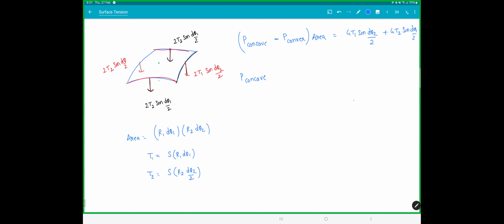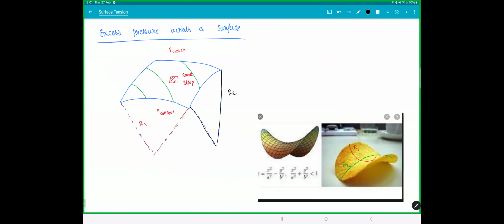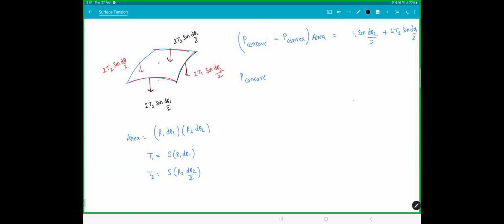No wait, 4 will not come. I made a mistake. This whole thing is this and this, the black ones. So this is 2 only.